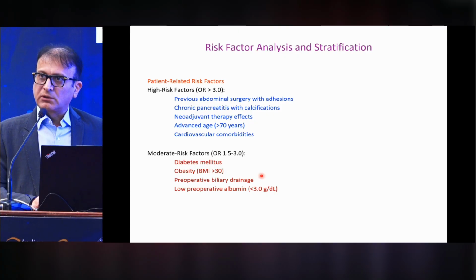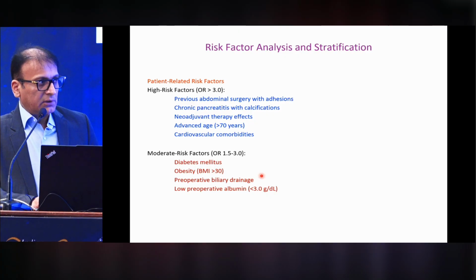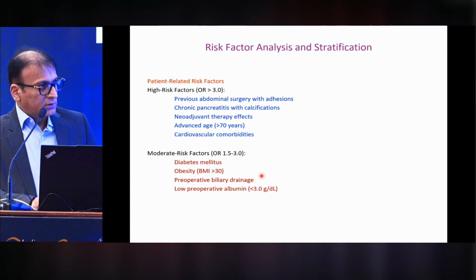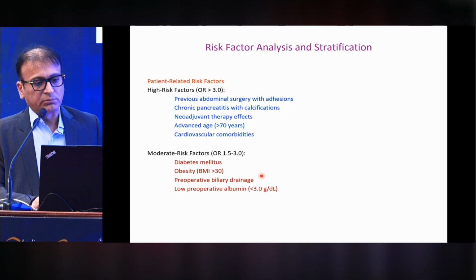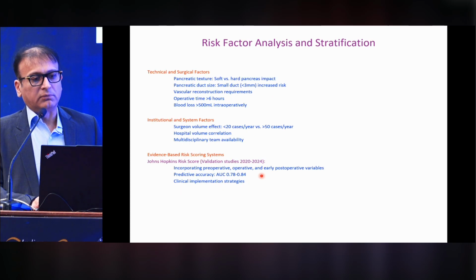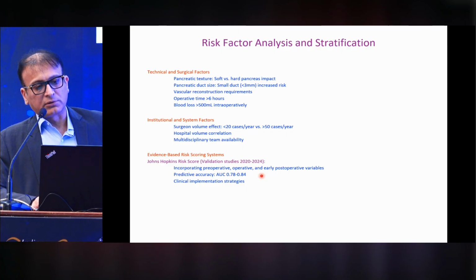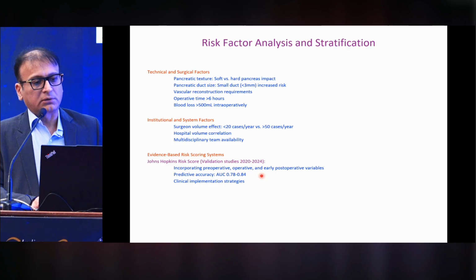So it is interesting to note that neoadjuvant therapy, while it reduces the POPF rates, increases the rate of PPH. And moderate risk factors include diabetes mellitus, obesity, preoperative biliary drainage, and of course low preoperative albumin. Apart from that, as we all understand, soft pancreas predisposes to it, small pancreatic duct predisposes to it, vascular reconstructions, operative time of more than 6 hours, and if the blood loss is more than 500 ml during the operation, it also predisposes to it.